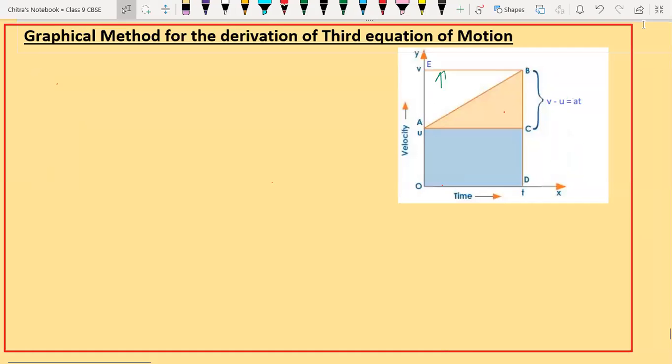So student, we are going to derive the third equation of motion by using the graphical method. Again here we have the same velocity time graph that we had for the first as well as the second equation of motion. In this diagram we can see that it is the trapezium, beta. Which one? A, O, D and B. It is the trapezium.